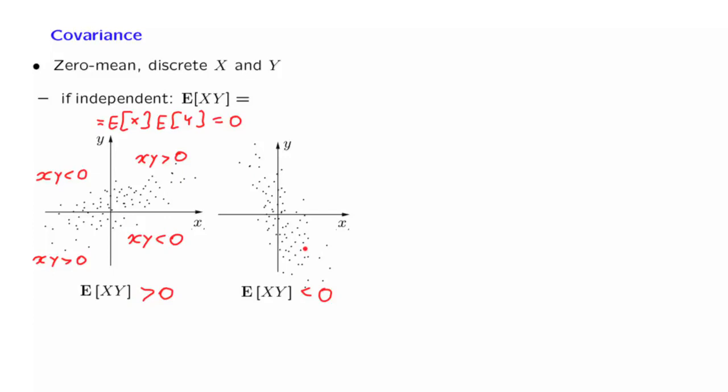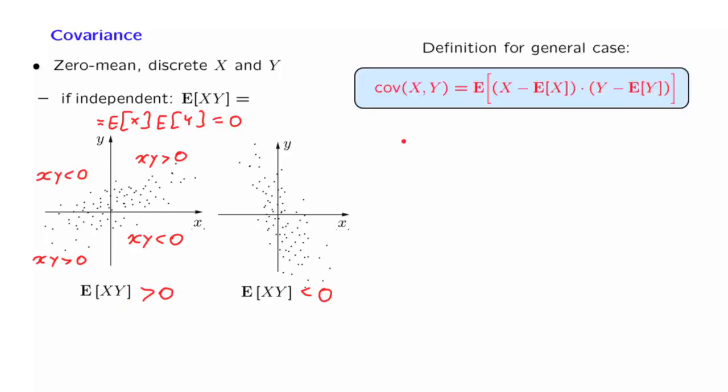And this quantity is what we call the covariance in the zero mean case. Let us now generalize. The random variables do not have to be discrete. This quantity is well defined for any kind of random variables. And if we have non-zero means, the covariance is defined by this expression.